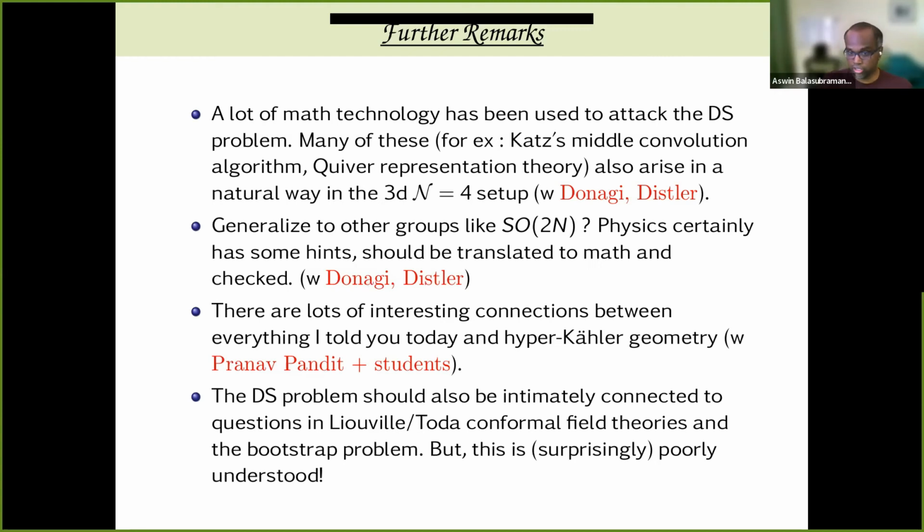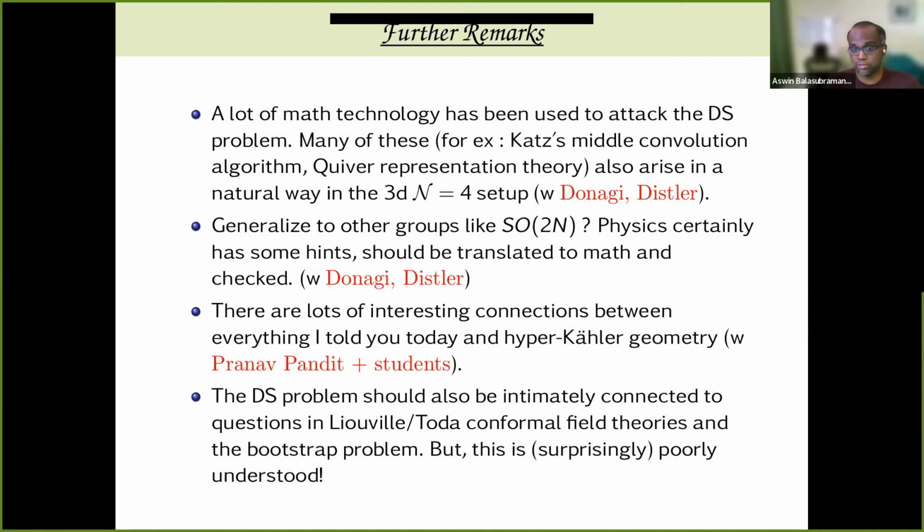I've also been talking to Pranav and his students about connections between everything I told you today and some questions in hyperkähler geometry. So a lot of these moduli spaces that arise, they are naturally hyperkähler, and it's interesting to ask what happens to the hyperkähler metric under some natural operations in the story. And this, the fourth point here, is also something I'm extremely interested in.